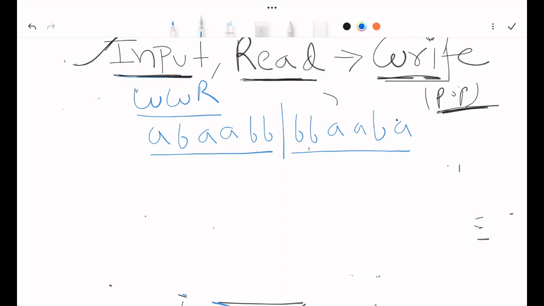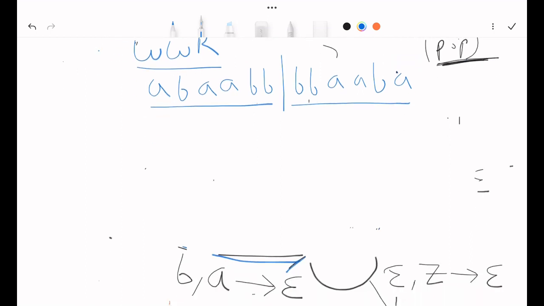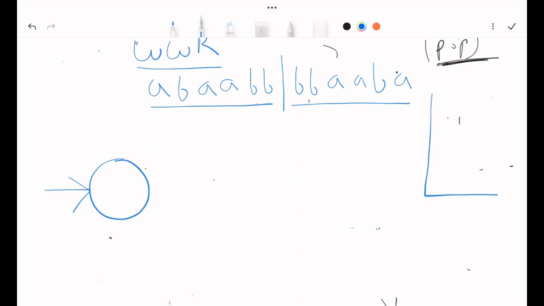Now again the same. What will I do? I am using my stack. So again I will start. Initially this is my stack. So initially my input symbol is A.